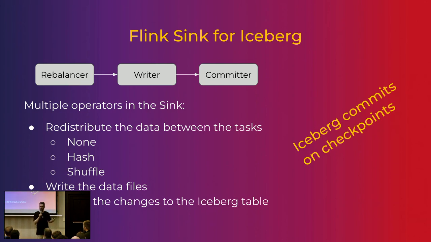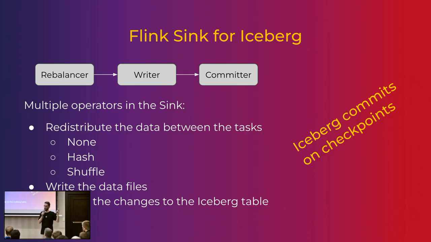Okay. How Iceberg Flink sink works. Basically, when you are writing data to an Iceberg table through Flink, you are using the Iceberg Flink sink. The Iceberg Flink sink has three main parts: the rebalancing part, the writer part, and the committer part. The rebalancing makes sure that the data is distributed evenly between the writers. The writer writes out the data files, and finally the data files and the collected metadata files are sent to the committer, and the committer adds these files to the Iceberg table.